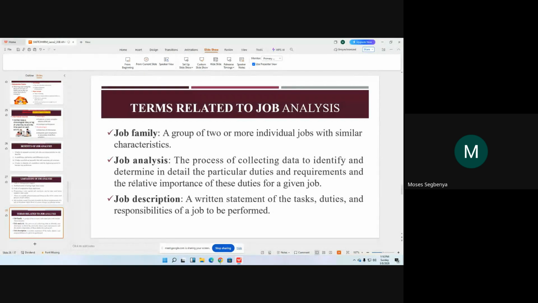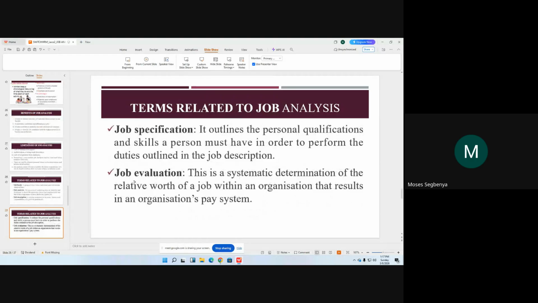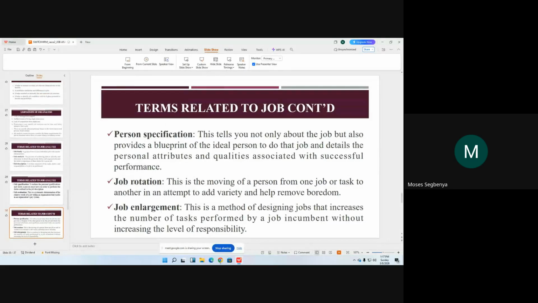If you want to talk about the job family, a group of 2 or more individual jobs with similar characteristics. Talk about job specification, we have explained. Job evaluation, this is a systematic determination of relative worth of a job within an organization that results in the organization's pay system. So talk about person specification, job rotation, job enlargement.